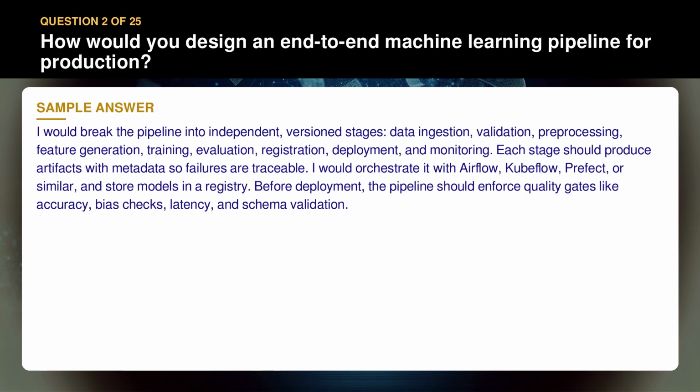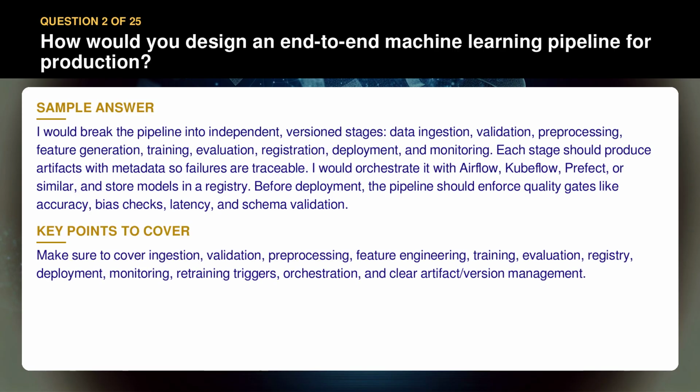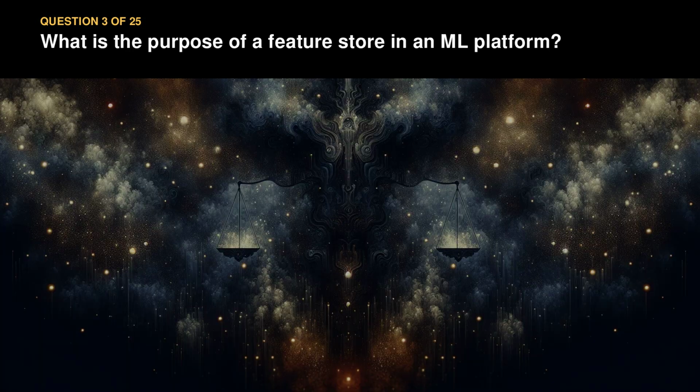Before deployment, the pipeline should enforce quality gates like accuracy, bias checks, latency, and schema validation. Make sure to cover ingestion, validation, pre-processing, feature engineering, training, evaluation, registry, deployment, monitoring, retraining triggers, orchestration, and clear artifact version management.